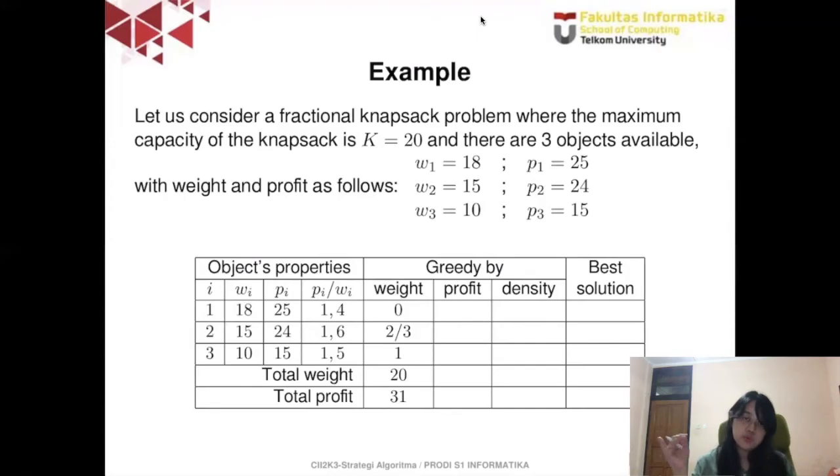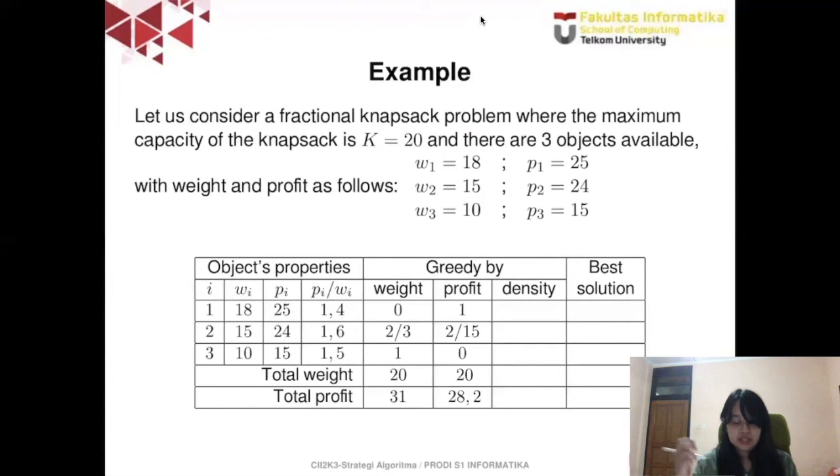By profit, we always choose the largest profit first, so we choose the first object first, but we only have two unit weight remaining. The next largest profit is owned by the second object, but it has 15 unit weight, while we only have two remaining, so we can only take 2 out of 15, like this. And we have reached the maximum capacity, so there's no object to choose again.